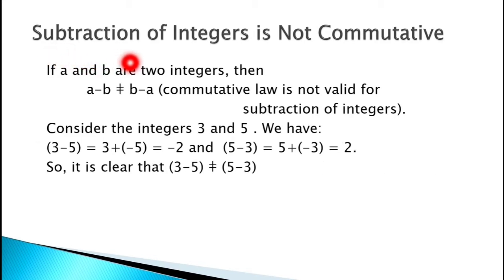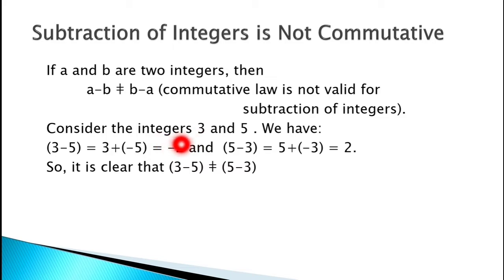Now subtraction of integers is not commutative. What does it mean? It means that if we have two given integers a and b, then a minus b is not equal to b minus a. That is, we can say that the commutative law is not valid for subtraction of integers, because as we change the order of subtraction, the result will differ. It will be more clear from this example.